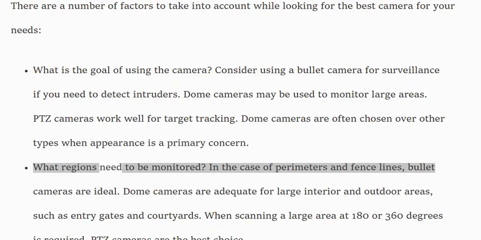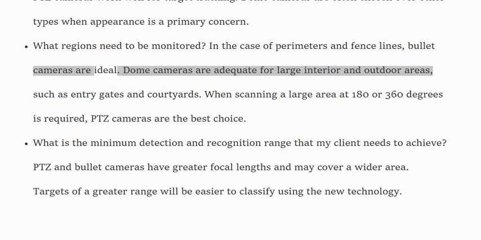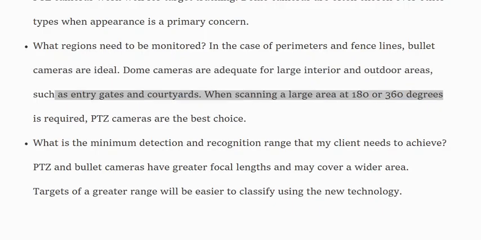What regions need to be monitored? In the case of perimeters and fence lines, bullet cameras are ideal. Dome cameras are adequate for large interior and outdoor areas, such as entry gates and courtyards. When scanning a large area at 180 or 360 degrees is required, PTZ cameras are the best choice.